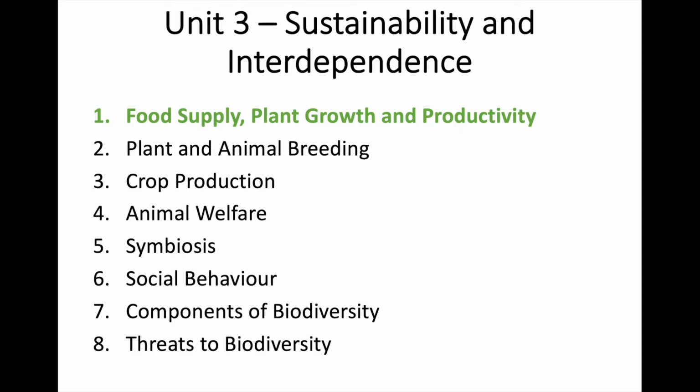So in the last one, which was 3.1a, we discussed food supply. We had a think about the impact of growing human population and how we're going to produce enough food for them, but also how we're going to produce food in the most sustainable way. So if you've not watched 3.1a, you're on the wrong one. Please go back and watch that one first. And then this is 3.1b, which is going to be on photosynthesis.